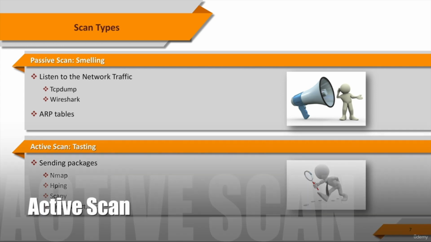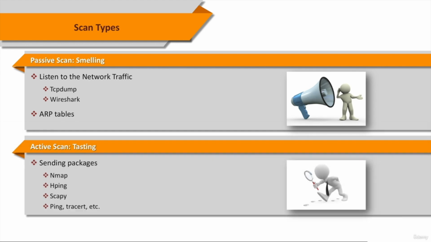So the second type is active scan. In this type of scanning, you scan on the target systems. Active scanning requires more preparation for the attacker or pen tester because it leaves traces, which are likely to alert the target or produce evidence against him.